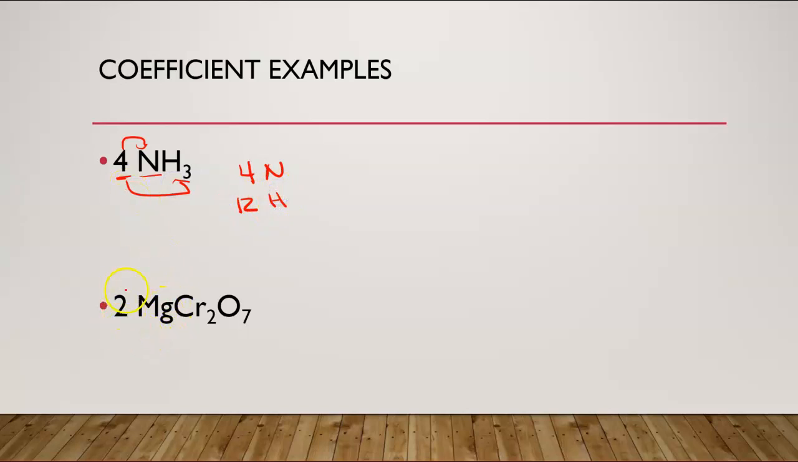Here for the magnesium, the 2 times 1 means we have 2 magnesiums. And then 2 times 2 for the chromiums means we have 4 chromiums. And then the 2 times 7 for the oxygen means 2 times 7 is 14. So we have 14 oxygens. So that's how you use coefficients. It applies to everything in the atom.